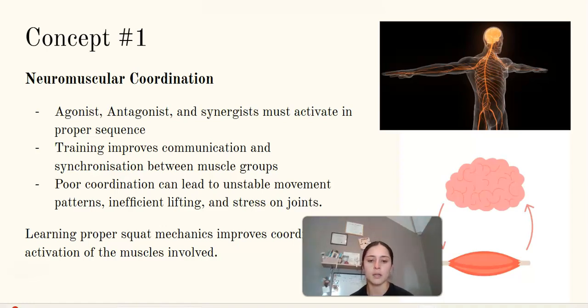This is why learning proper technique in important heavy compound lifts is important. You're not just training your muscles, we need to train our nervous system to be synchronized and to communicate adequately during activity.